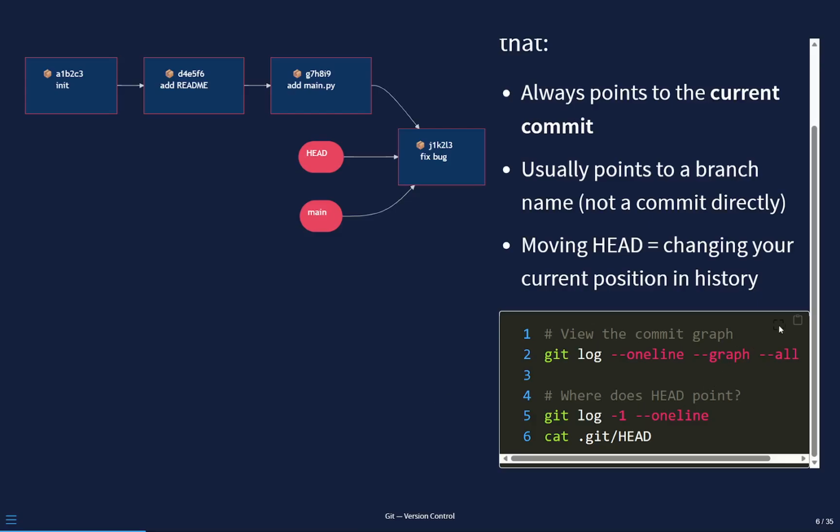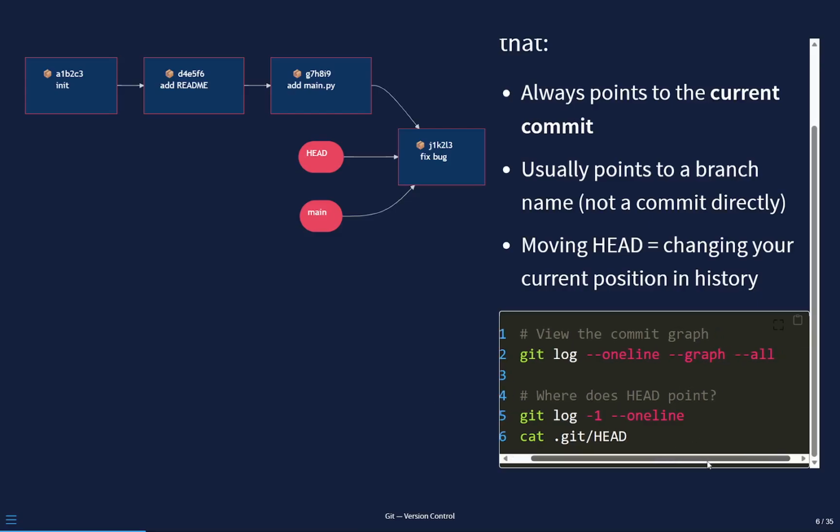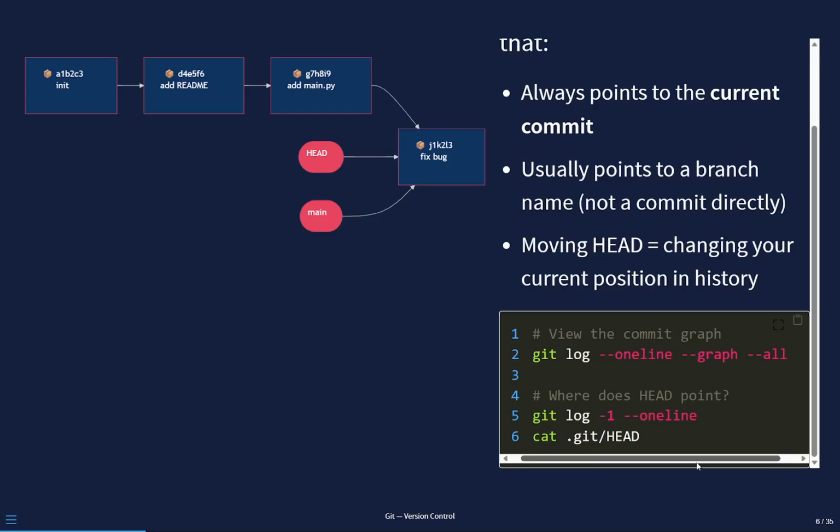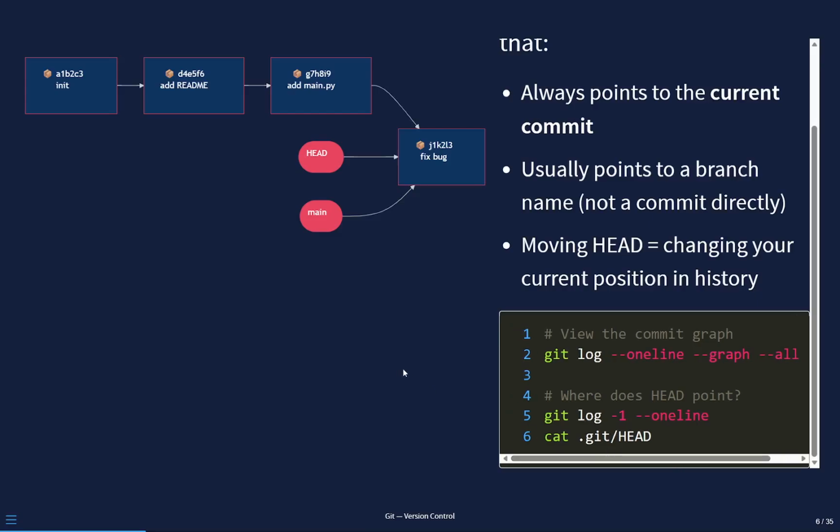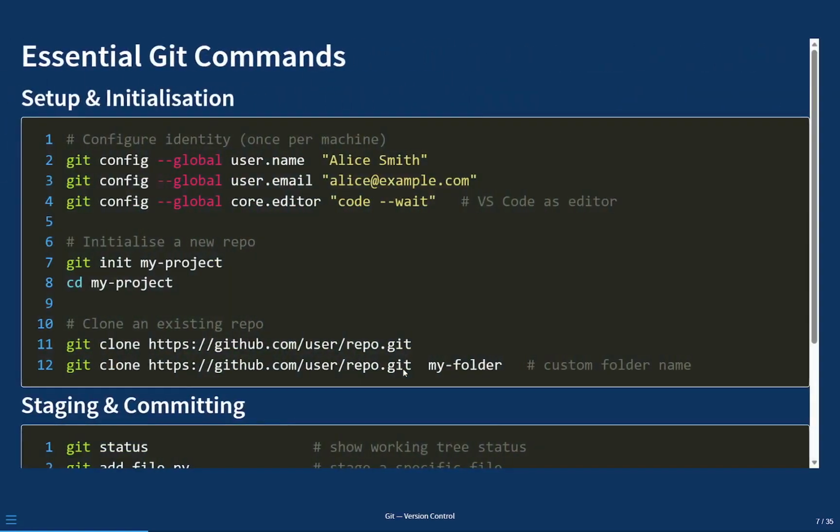Look at the commands on the right. git log --oneline --graph --all gives you a visual representation of your entire history in the terminal. And cat .git/HEAD reveals exactly what HEAD is pointing to right now. Next, let's go through the core Git commands you will use every single day.